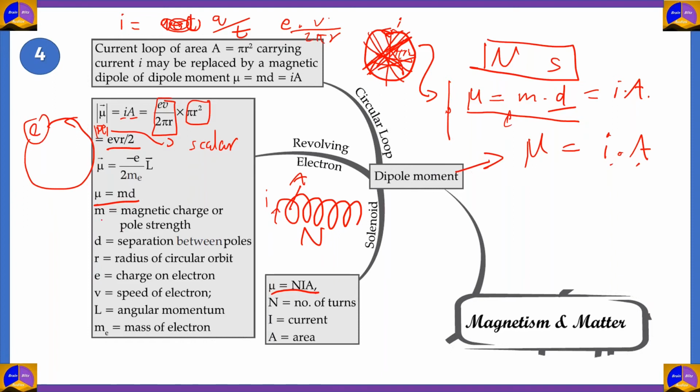So once again, the quantities. Small m stands for magnetic charge or pole strength. D stands for separation between the poles. R stands for radius of the circular orbit. E stands for the charge on the electron. V stands for speed of the electron. L stands for angular momentum. And me stands for mass of the electron. So that's why this becomes half of the charge by mass ratio.